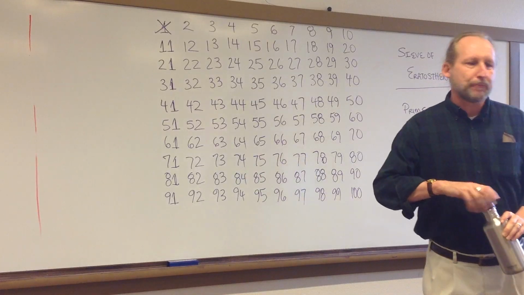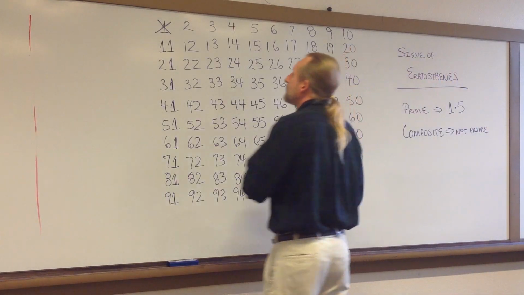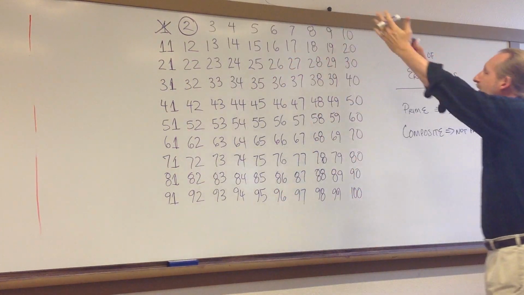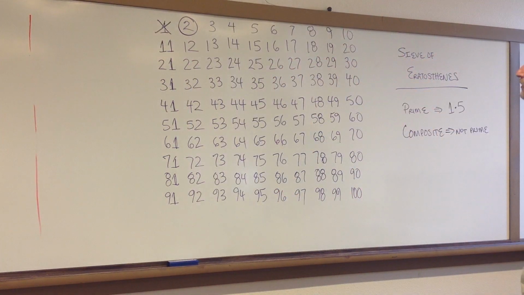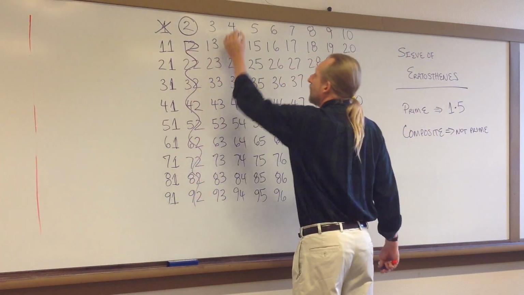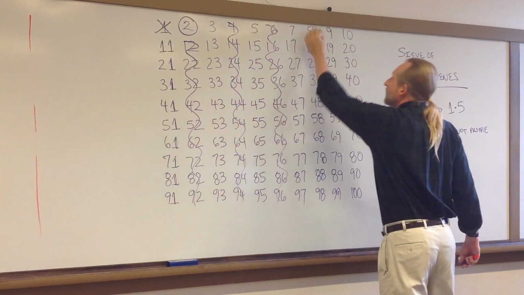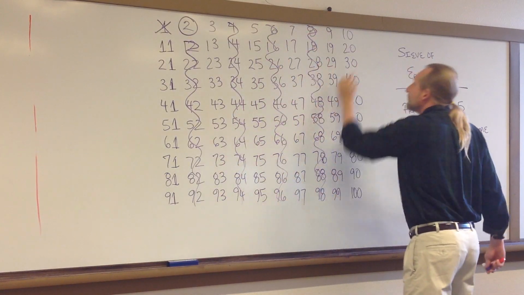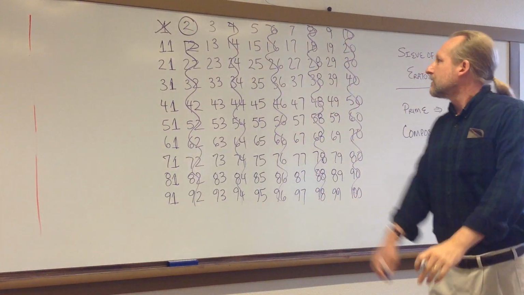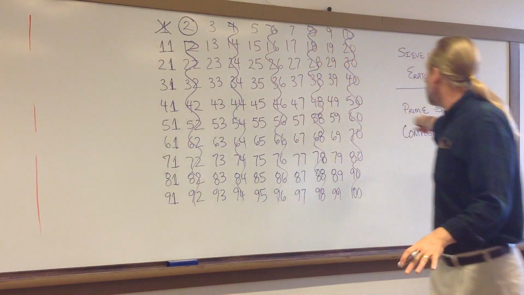Okay, so let's talk about prime numbers. 2 is the first prime number, the smallest prime number, and the only even prime number because every other even number is divisible by 2. So we'll cross out all of the other even numbers because these are all divisible by 2, which means that they are not prime numbers. And our goal is to find the prime numbers. So all those even numbers are divisible by 2, which means that they are composite.